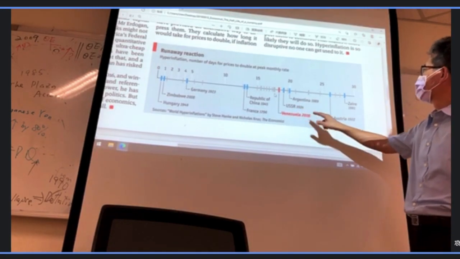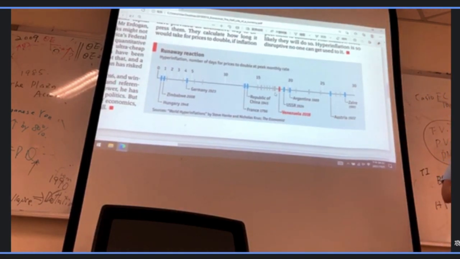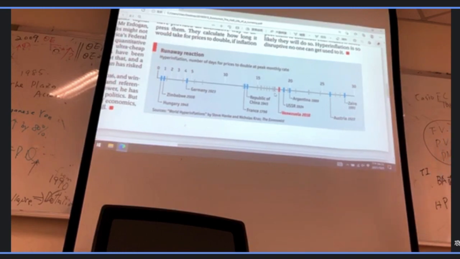USSR, 1924. Anyone know? Which is also the war? World War what? That's a little after the Bolshevik Revolution. Yes, revolution.